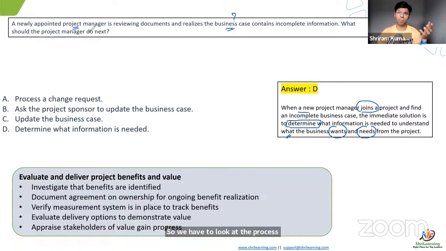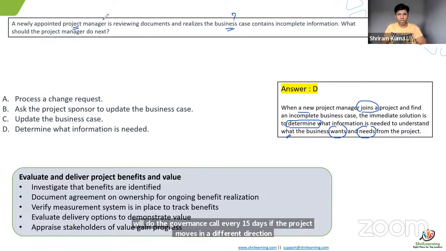This process improvement falls under another category called governance framework. Does anyone remember governance in the subject? There is something called governance. Have you heard about it? In real-time corporate life, we call it a governance call. We do the governance call every 15 days in case the project moves in a different direction. That's nice, you're doing it. In project management, in the books also, you will see there is something called the project governance framework.